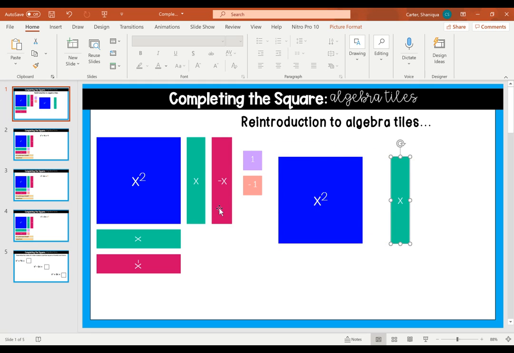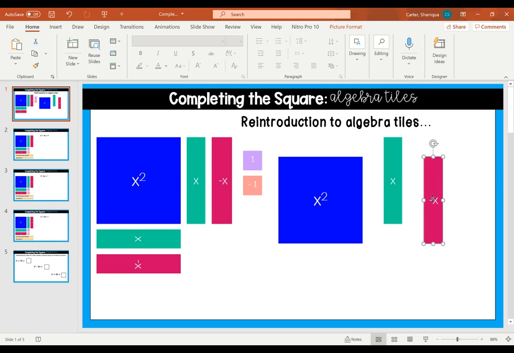Then we have positive x's and negative x's. Notice it's just one. So this is just one positive x and one negative x. Notice it doesn't have any exponents. That's why it's just the rectangle. And then we have positive ones and negative ones. These are our constants. Call them units. So basically just our numbers. We have positive and negative.